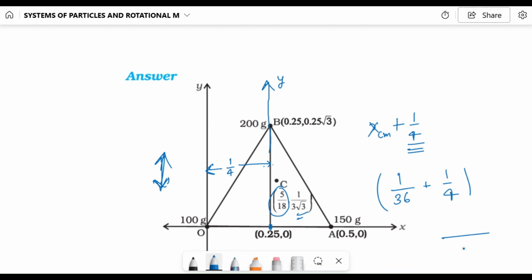So this will be 1 by 36 and this will be how much? 1 only, and this will be plus 9, and then we will have 10 by 36, and you can simplify it, 5 by 2 times 18, 5 by 18, which is given here. So I guess you have got it thoroughly.